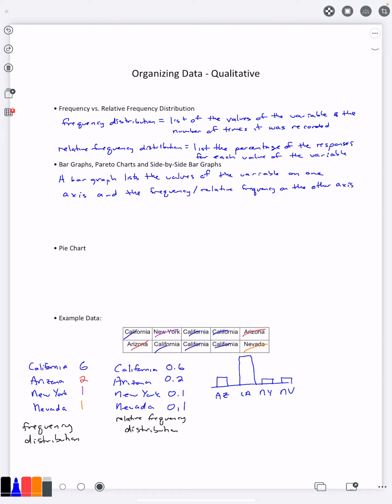You're just making one axis. In this case, I chose the x-axis to be the values of the variable, and the y-axis was the frequency, again, or relative frequency. And the only difference between a frequency bar graph versus a relative frequency bar graph is just based on what you label on this. If I label this as 2 and 6, then guess what?